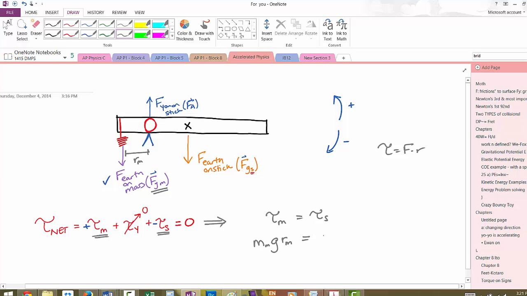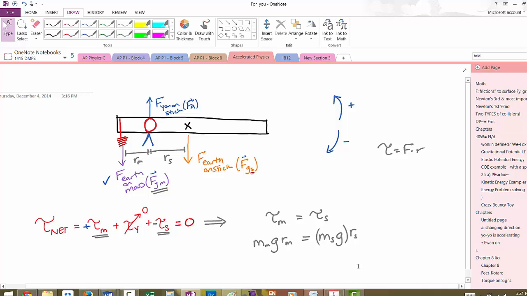And that is going to be equal to the mass of the stick times the acceleration due to gravity. Again, this is the force of gravity times the radius, or the distance over here between the balance point and the balance point of the stick itself. So I'm going to call that r sub s.